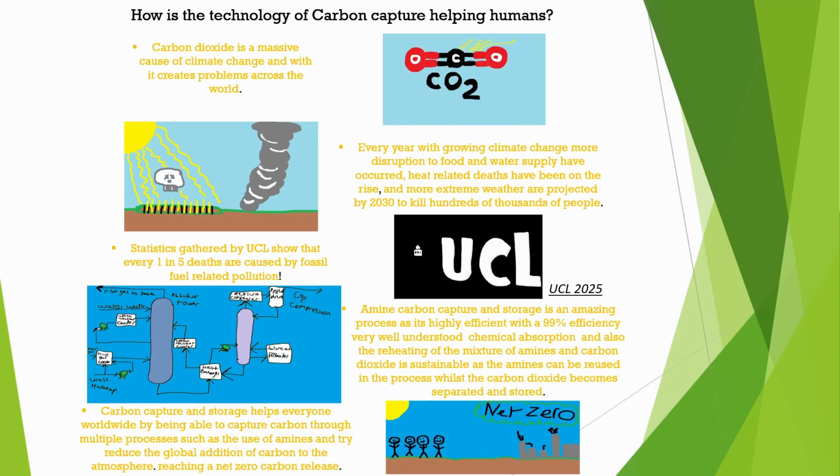Carbon dioxide is a massive contributor to global warming as it acts like a blanket around the Earth. UCL have linked global warming to 1 in every 5 deaths. This is because famines, harsh weather, and heat-related deaths have become more common. Carbon capture is therefore an amazing technology for chemical engineers, as it both helps reduce waste and save lives around the planet.